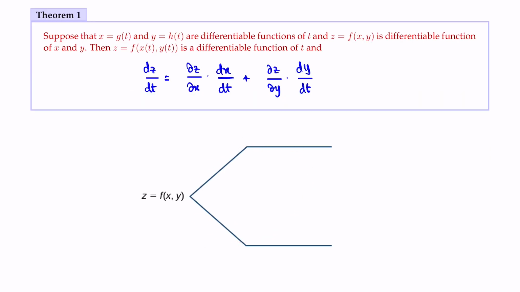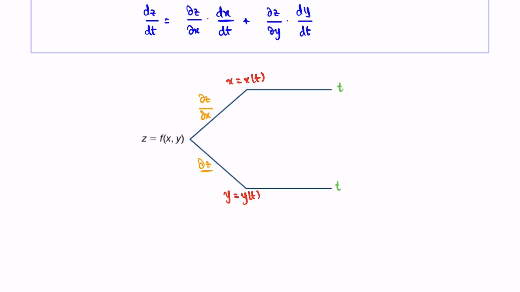Here's the tree diagram to show how we can get the formula for the chain rule of one independent variable. So z is a function f of x comma y, where x is equal to x of t and y is equal to y of t. So x is a function in terms of t and y is a function in terms of t as well. When you take the partial derivative of z with respect to x, you have to use partial derivative notation. So here you have partial z, partial x. Similarly, you have partial z, partial y.